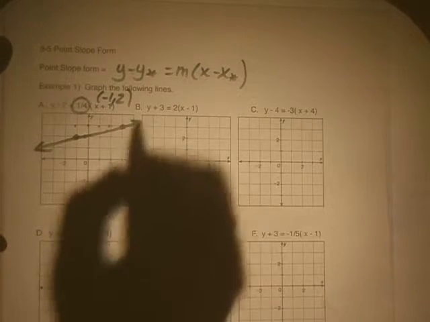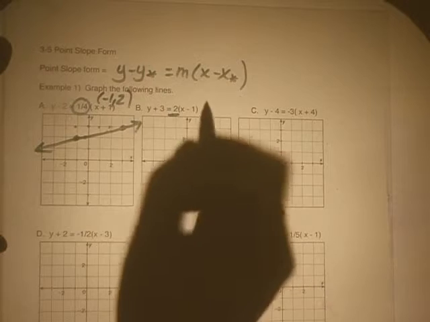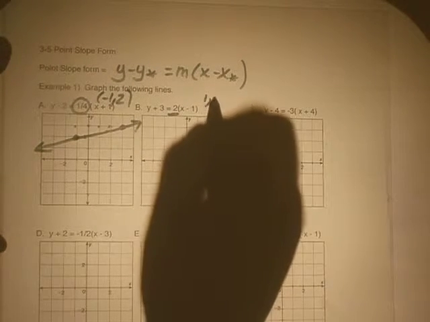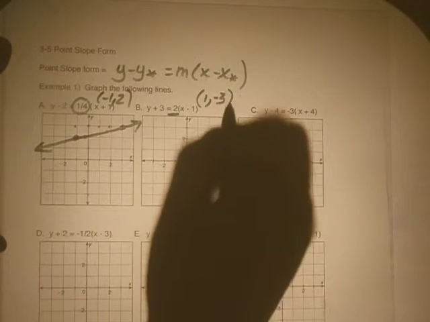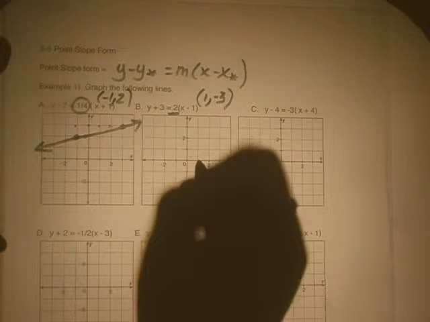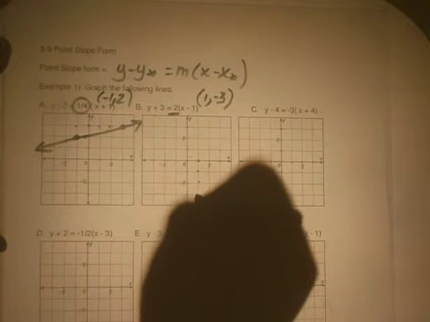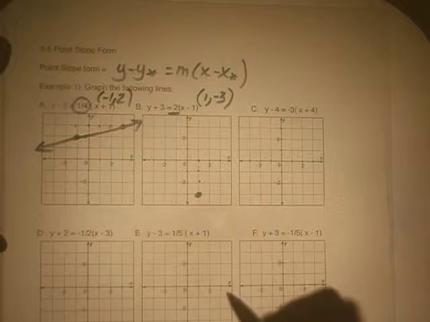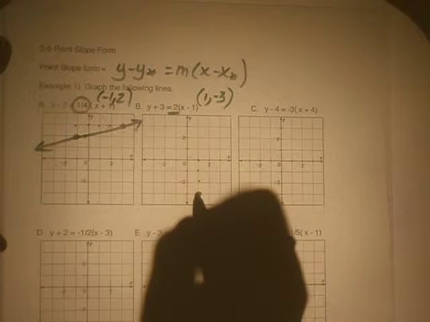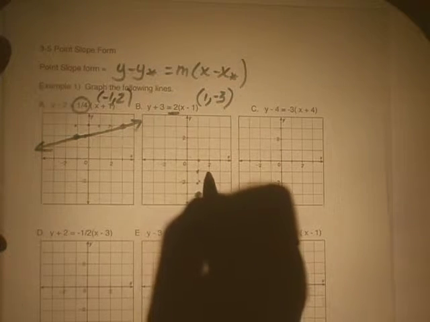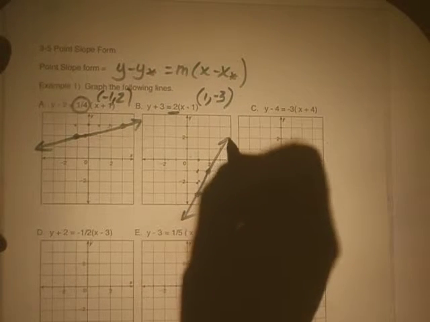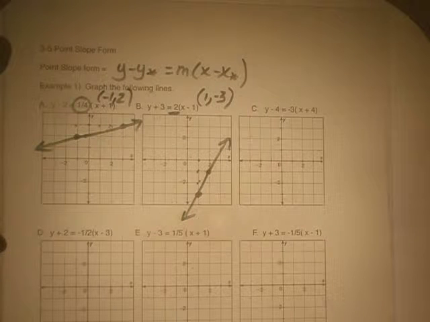Letter B, our slope right here is 2. Our point is going to be the opposite of these. So it's going to be 1, -3, the opposite of those. So we go to the point 1, -3, and there's our point. Our slope was 2, so that means from that point we go up 2 and 1 to the right, and we draw our line in.